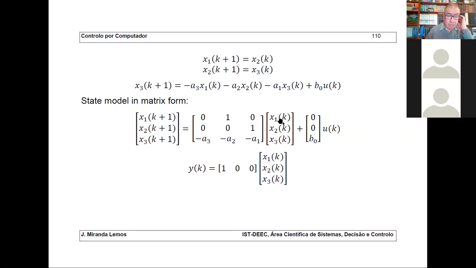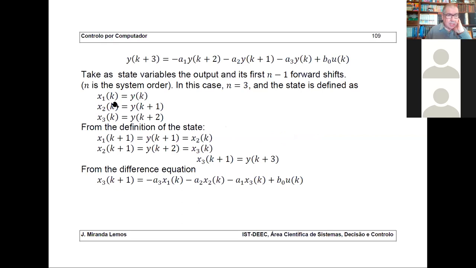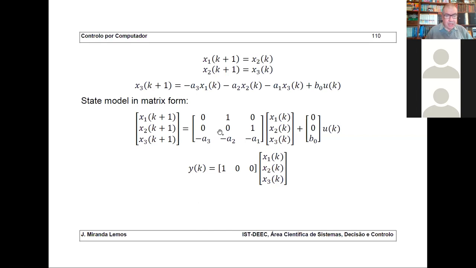A matrix representation of these equations. And then y of k, by definition, is x1 of k. Remember, we selected x1 of k to be y of k. So this is just 1, 0, 0 times the state. And you have here the matrix A, matrix B, and matrix C, and no D at all. Any question?